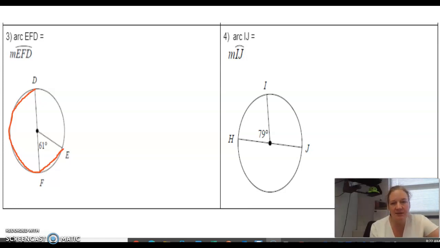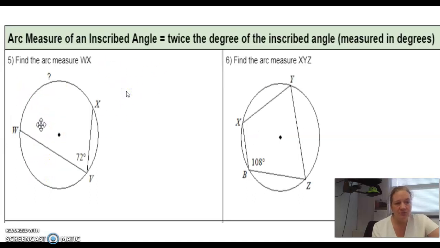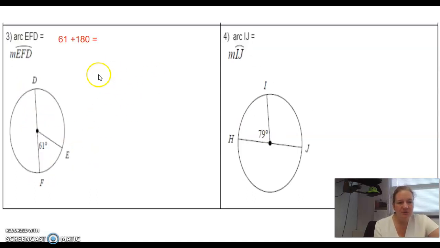Well, let's see here. So E to F to D, EF is 61, and then FD is 180, because I know that chord DF is a diameter because it's a chord that goes through the center of the circle. Oops, a daisy. Sorry about that. And what's that equal to? So you're going to go to Edpuzzle, and you're now going to answer that question.